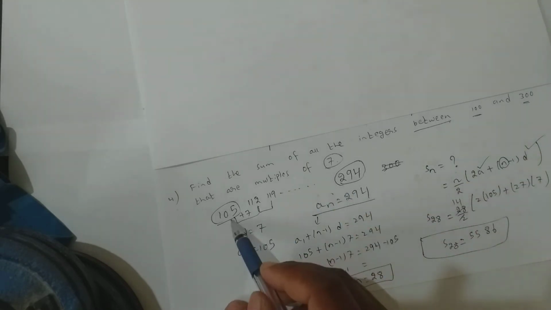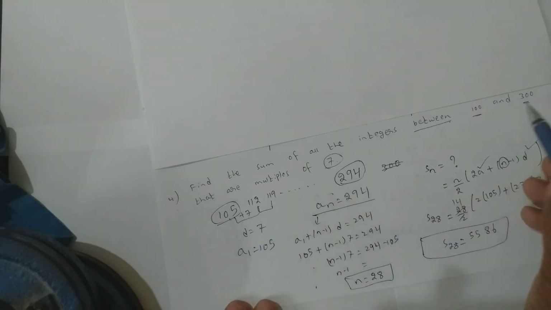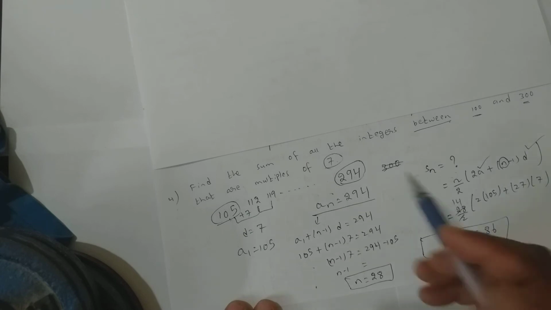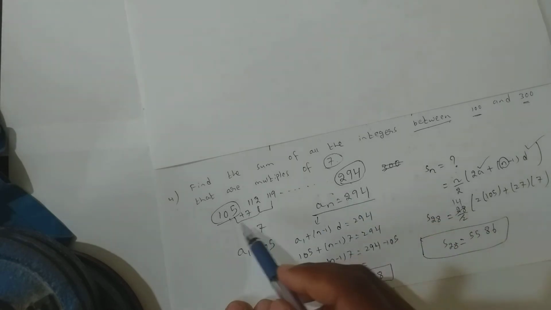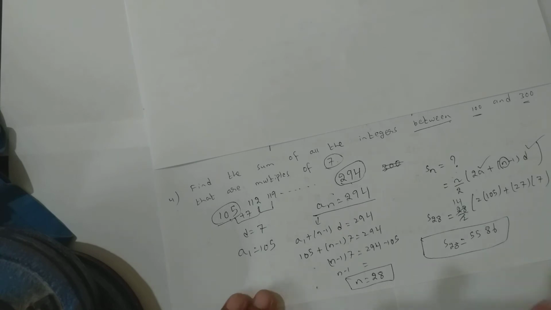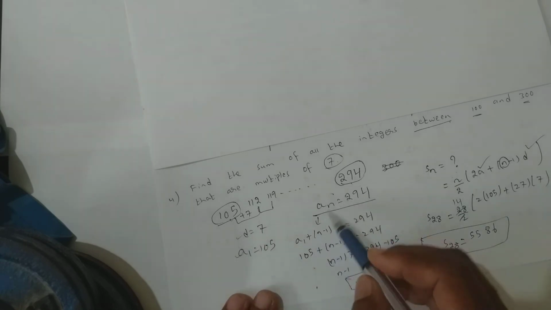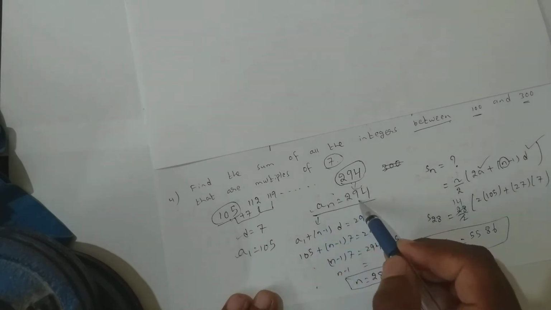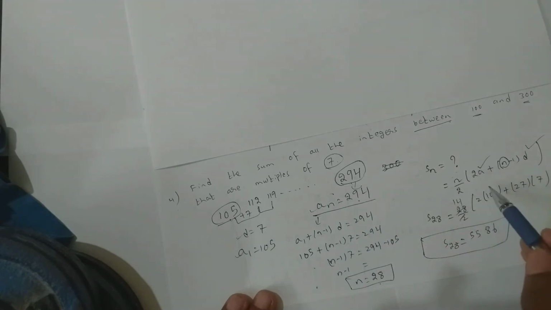Multiples of 7, so I took the first multiple of 7 in between this, and from the behind also I took the multiple of 7. Then my difference should be 7, only then I get the next multiple of 7. So I got d, a1, and an will be the last number. From this I got n, I placed it in Sn to get the value for Sn. Is the sum clear enough?